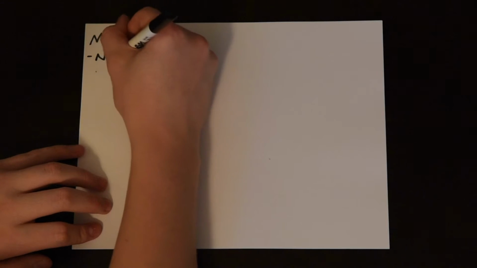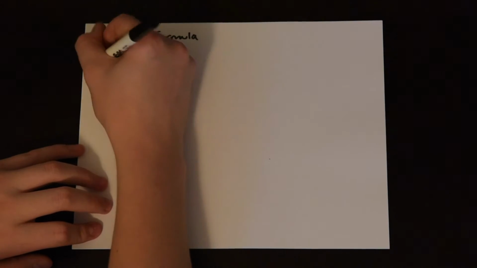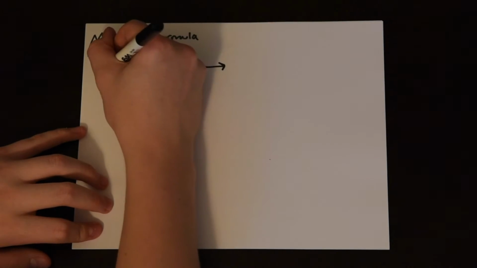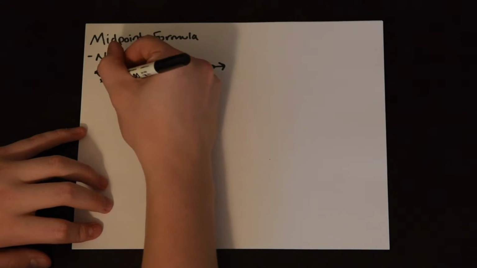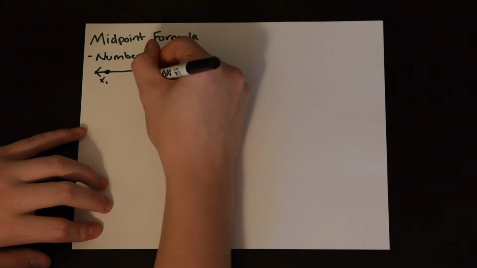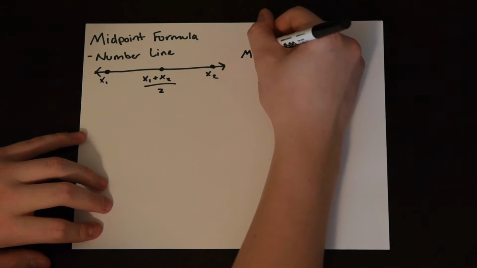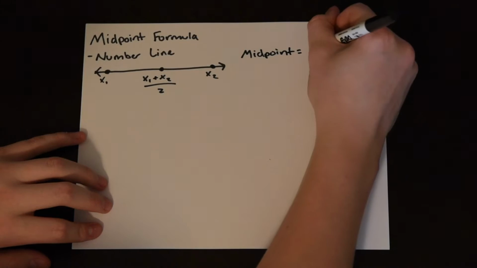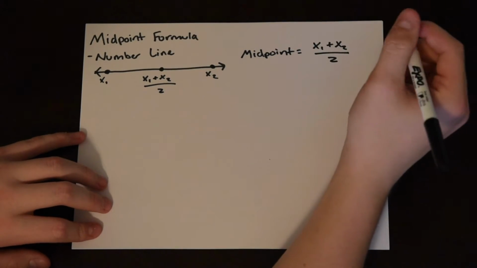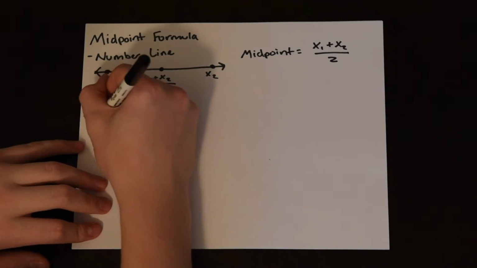My next topic deals with using the midpoint formula. On a number line, you use the formula to find the midpoint of 2 different points. So you use the formula (x1 plus x2) over 2 to find the midpoint between x1 and x2.